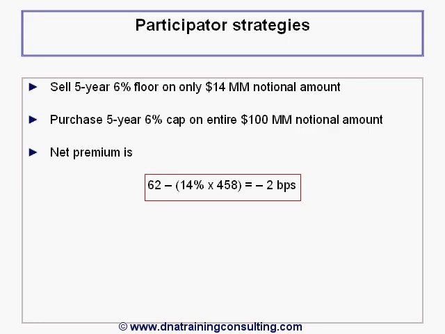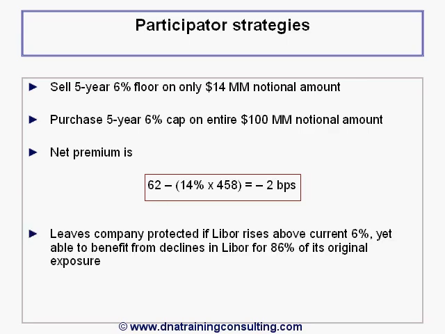To summarize, this presents the company with a strategy that requires no upfront premium, protects the company at the current spot LIBOR under any future scenario, admittedly unexpected, of rising LIBOR rates, and still leaves the company able to benefit from any decline in 3-month LIBOR rates for as much as 86% of its original floating rate exposure.